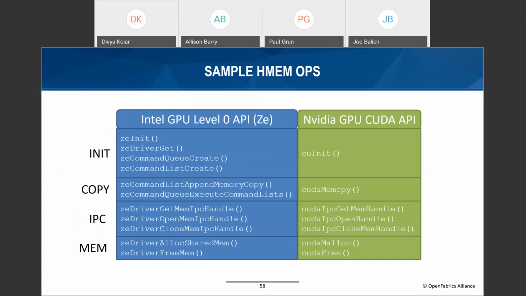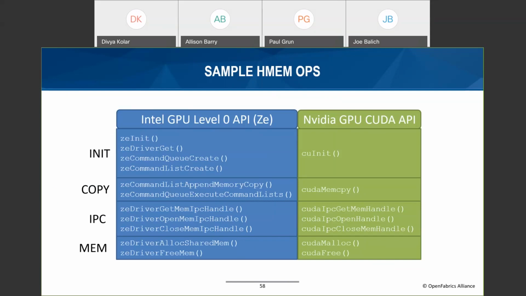As an example, here are two different sets of calls that might be defined in a set of OFI HMEM ops for Intel GPUs using the Level Zero ZE API, and also for NVIDIA GPUs using the CUDA API. Note that not all of the needed calls are shown, and they're not the optimal set of calls or anything, just a few sample calls to illustrate the function of the calls.